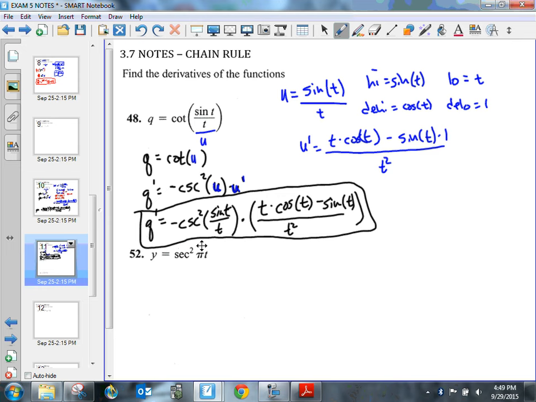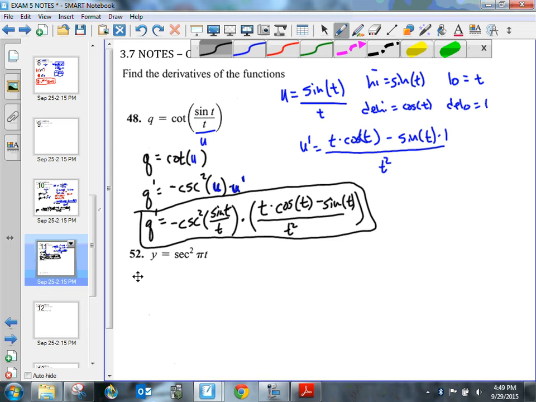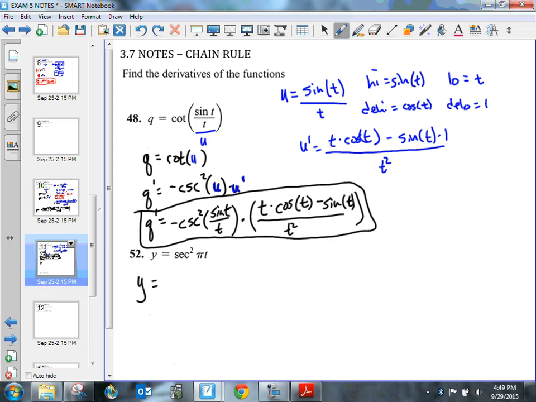I've got y equals secant squared of pi t. Now let's rewrite this so it's a little bit better. So we've got y equals the quantity secant of pi times t, that whole quantity squared. Now, here's what I've got. Guys, I've got multiple inside functions. I've got secant of pi t inside of this big one, this quantity squared, and then I have the inside function pi times t.